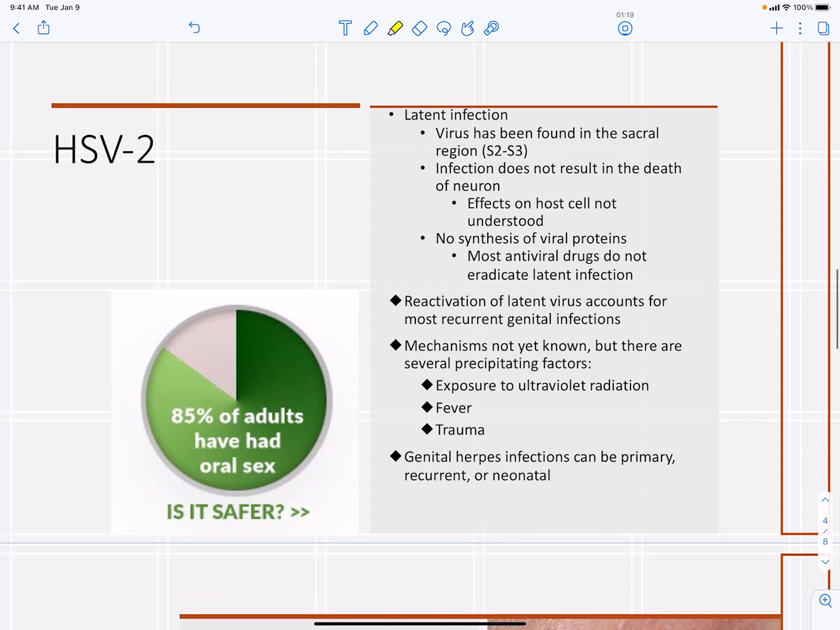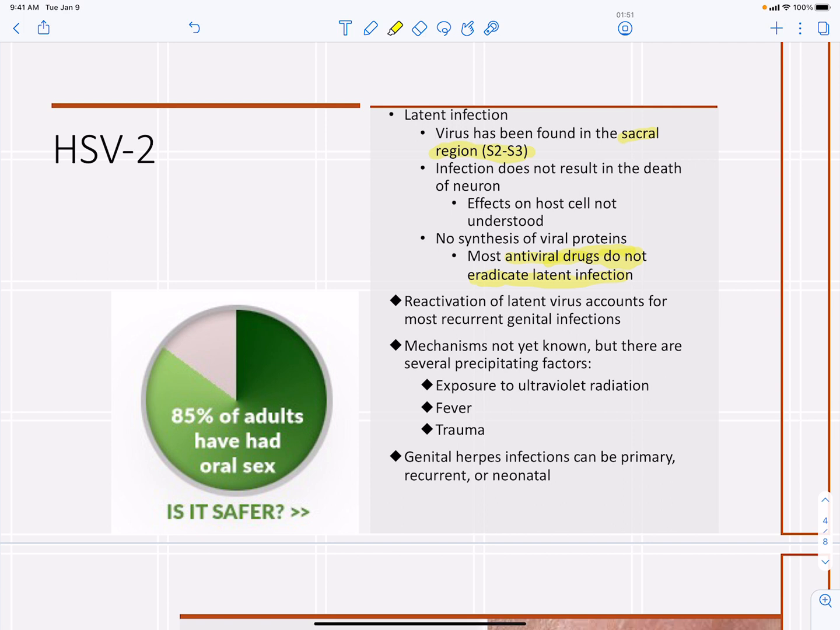In latent infection, the virus has been shown to be in the sacral region, so it hangs out in the nerves in the region S2 to S3. The infection does not kill the neurons. Its effect on that actual neuron is not known. During this period, there is no synthesis of proteins, and most antiviral drugs cannot target this latent infection because the virus is, in essence, inert.